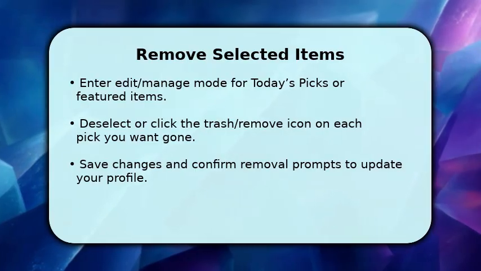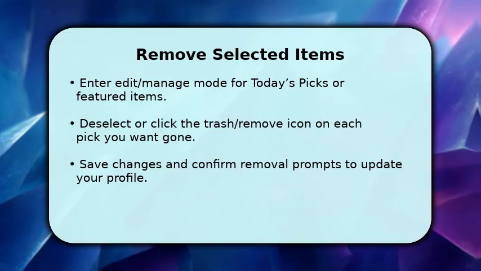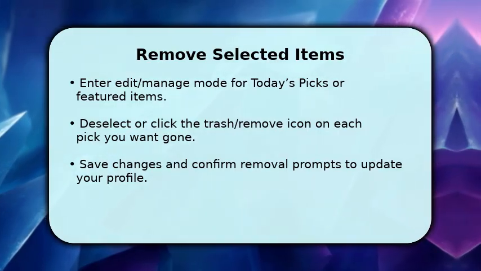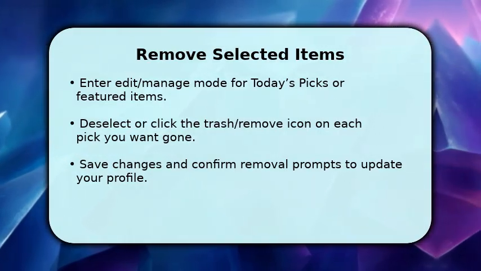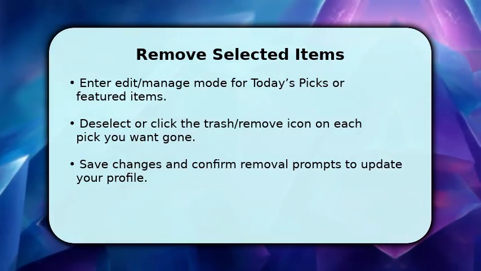You'll see each picked item with a deselect or remove option. Click the remove icon or uncheck selections for every item you want to delete. If items are part of a collection, expand the collection and remove individual pieces.